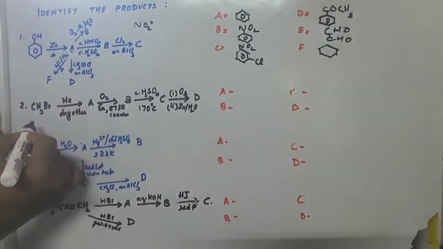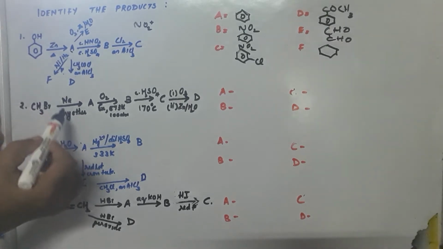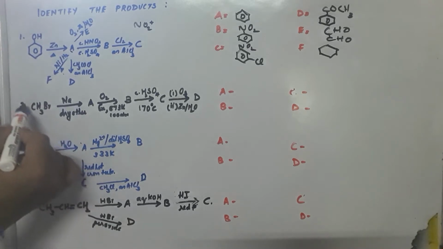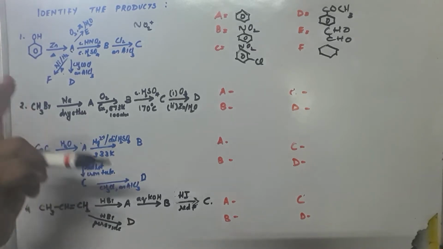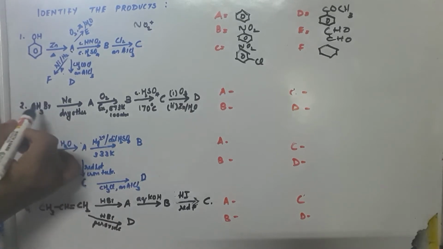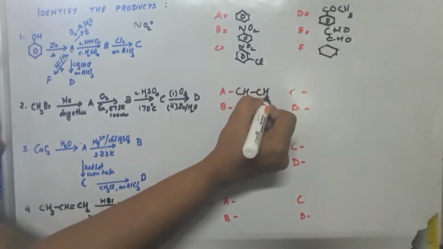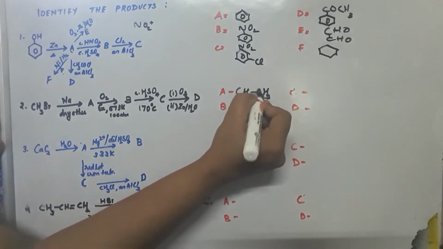Now the second one, look at the second one. CH3Br is treated with sodium and dry ether. When sodium and dry ether are added to an alkyl halide, we know which reaction it is, it's the Wurtz reaction. So double the alkyl group will be coming. So it will be CH3-CH3, or ethane, C2H6.